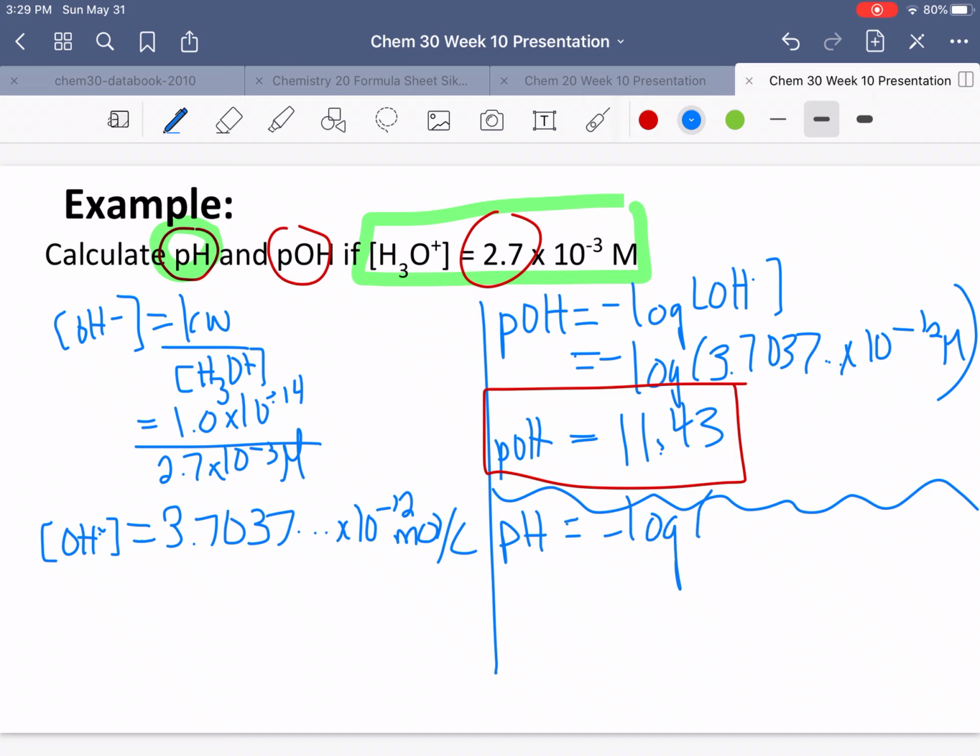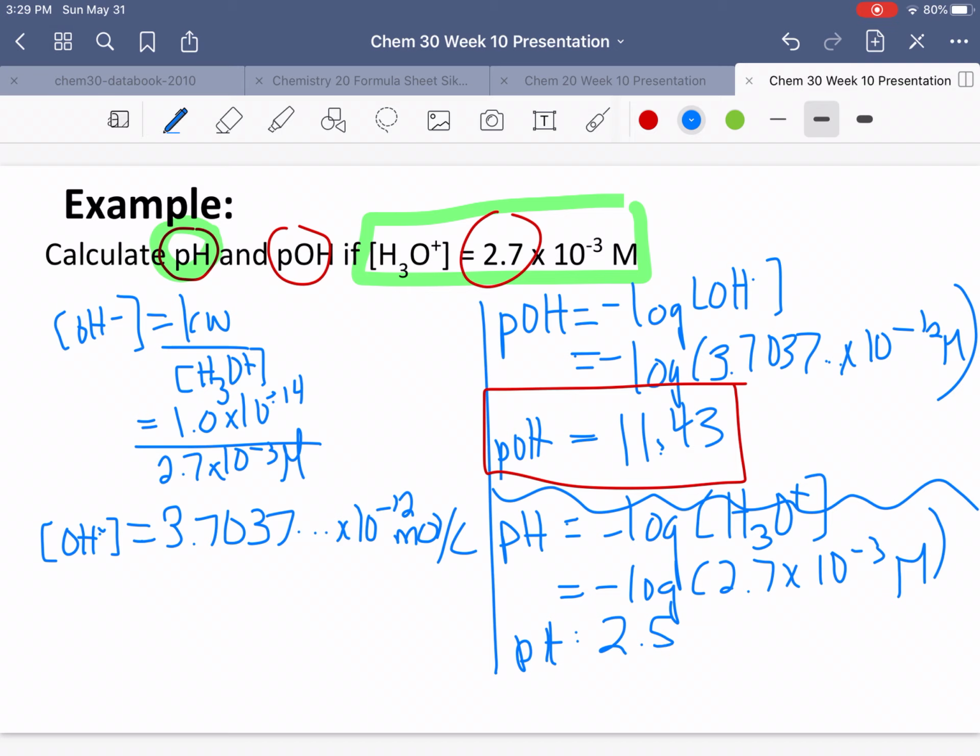Negative log, it's not like this has to be done in a certain order, of the hydronium concentration equals negative log, I'm going right back to the question now, 2.7 times 10 to the negative 3 moles per liter. pH is going to be 2.57. Awesome. Okay, we just did the question, got the answer. Like I said, more than one way to do these. There really is. So you got to find out what's comfortable for you.